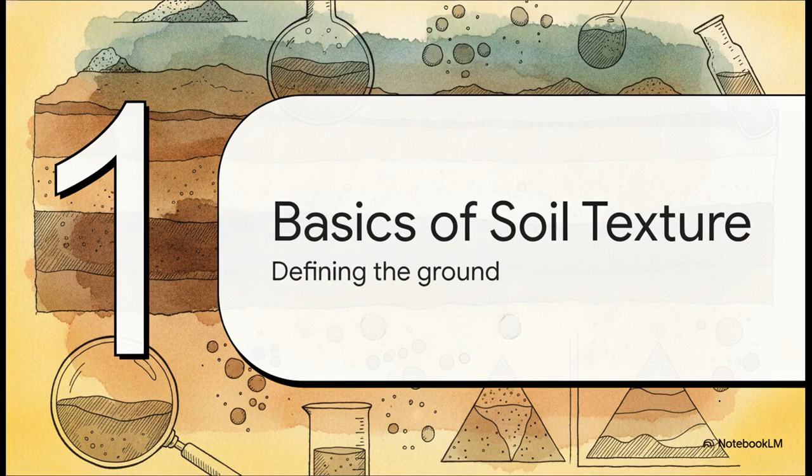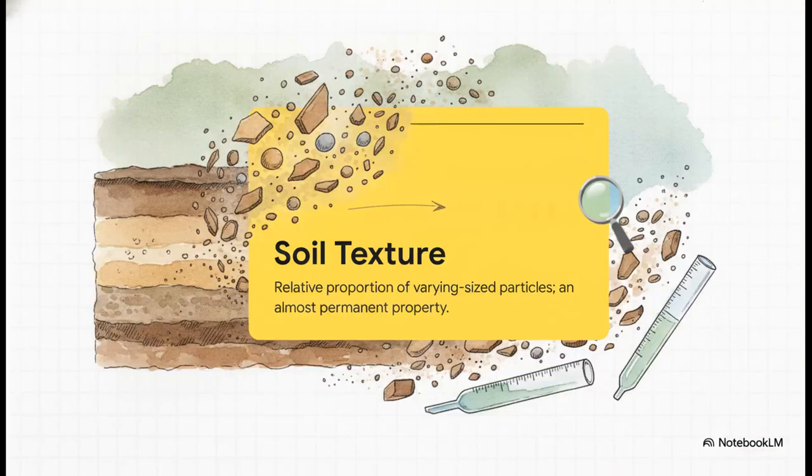All right, Section 1, the basics of soil texture, defining the ground. So to start, what exactly is soil physics? Well, it's a branch of soil science that deals with the physical properties of soil, as well as measuring, predicting, and controlling the different processes happening in and through it. And right at the core of this field is soil texture.